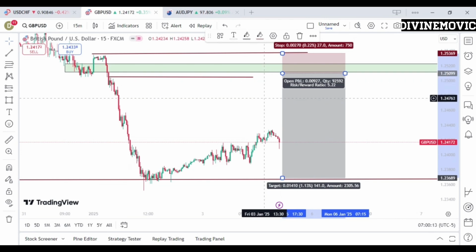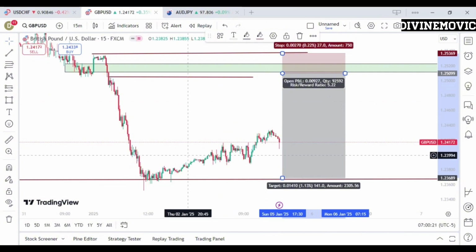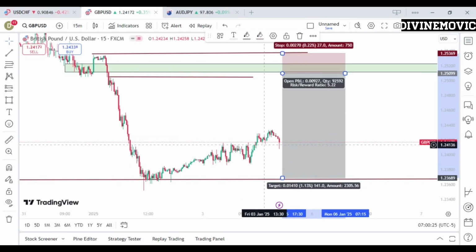And one of the confirmations we're going to look for is a change of character. And for us to be able to identify a change of character, we want to understand how price is moving from this level here, right? Now, two things can happen. Either price comes to this level here, fills this level and starts going to the upside, or price gets to this level and sells.